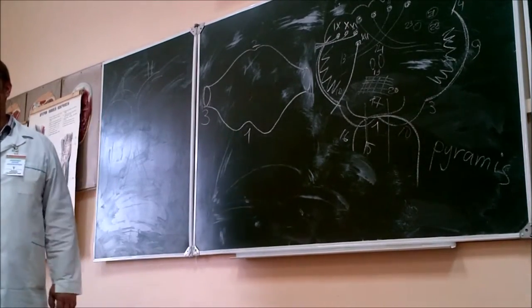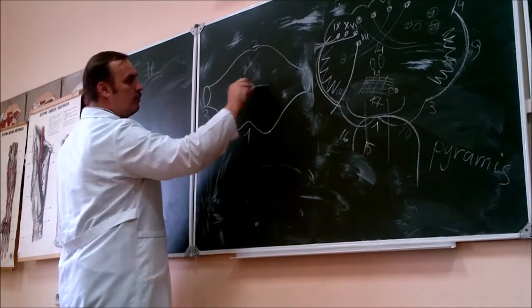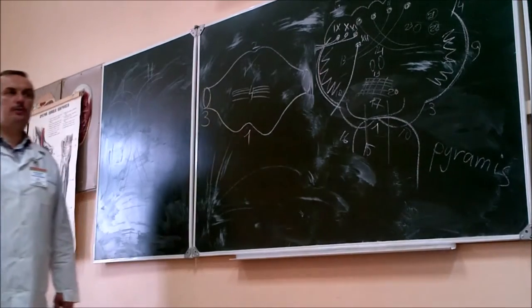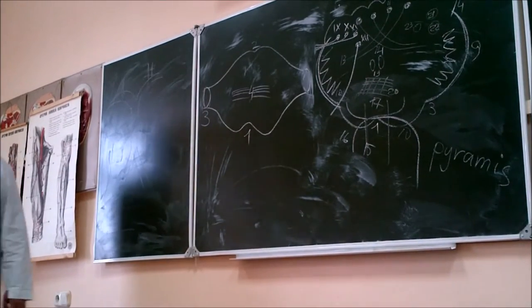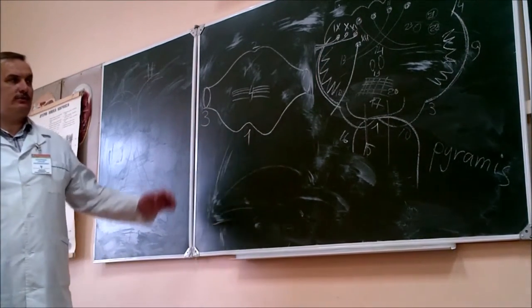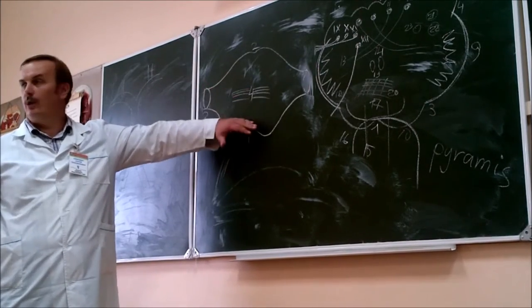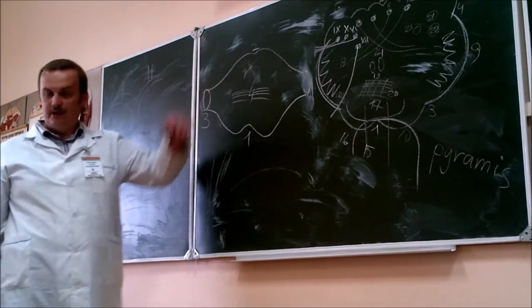The central structure of the pons is the trapezoid body, corpus trapezoidum, number four. This structure divides the pons into the ventral part, everything below, and the dorsal part, everything above.